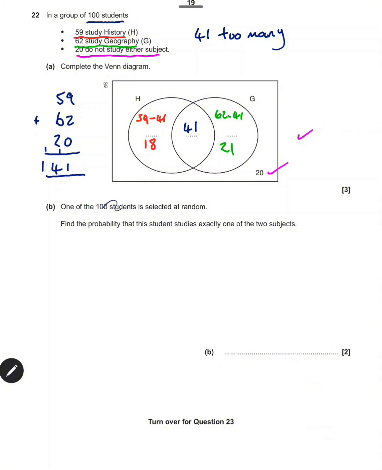Part B says one of the students is selected at random. What's the probability that they study exactly one of the two subjects? Well, it's definitely out of 100 because I'm picking one of these students. And if I want one of the two subjects only, these people, 18, study history only. These people, 21 of them, study geography only. If I add those together, there are 39 students that study just one topic.